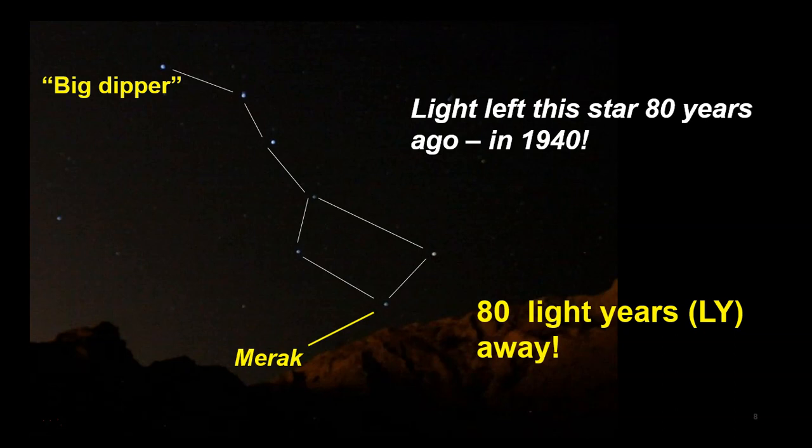So when Adolf Hitler was doing all of his stuff, before the Third Reich, before World War II actually started, before the Holocaust, or during the Holocaust actually, before liberation, light left this star, and just tonight, those photons are going to get here to Earth to reach your eyes.